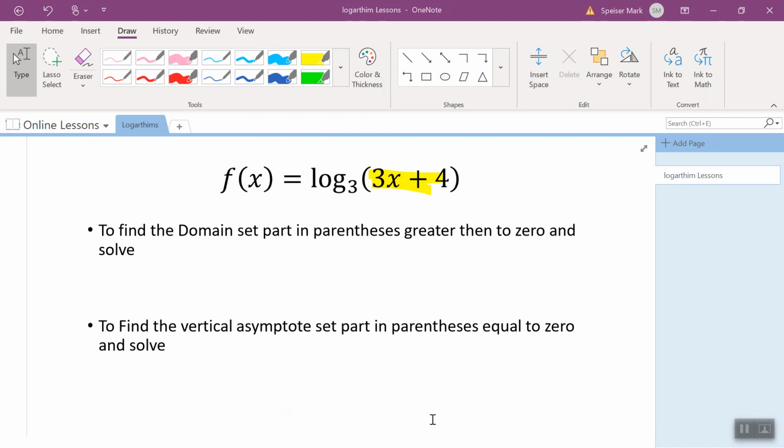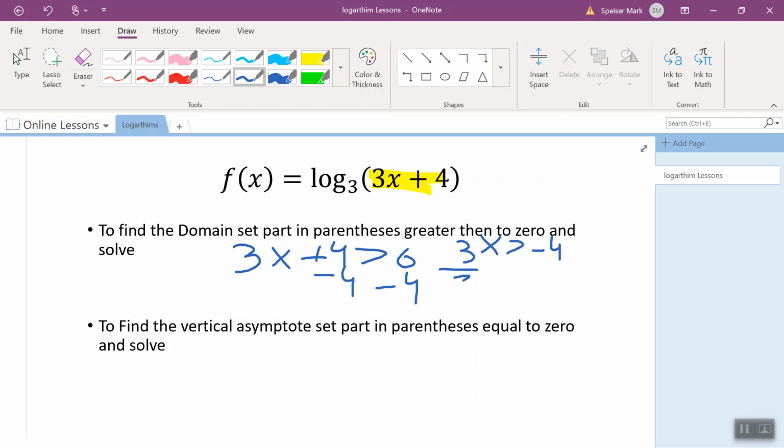To find the domain, you set the part inside the parentheses I've highlighted greater than 0, and to find the asymptote, we set it equal to 0. So let's first do the domain. You have 3x plus 4 is greater than 0. You solve for x in this inequality, so you have minus 4 on both sides. You get 3x is greater than negative 4. Divide by 3. You get that our domain is when x is greater than negative 4/3.